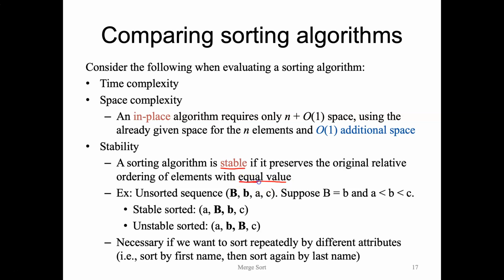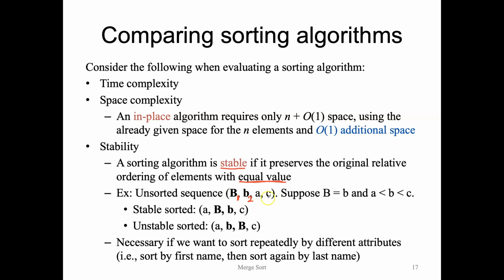For those items that have the same value, a stable sort will preserve whatever order we had them in originally. So for example, if we had this sequence, and let's say these two b's have the same value, I have them here to indicate this is the first b and this is the second b in the sequence that we were given.